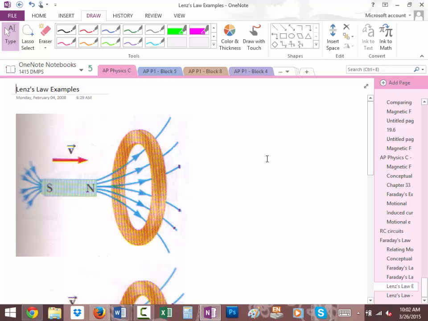It's increasing. Right when it gets to the loop. Wouldn't the B field be opposingly in the other direction? That's not what I asked. I want to know what's happening to the flux. As this thing moves toward the loop, what's happening to the flux? Let's do it one step at a time.